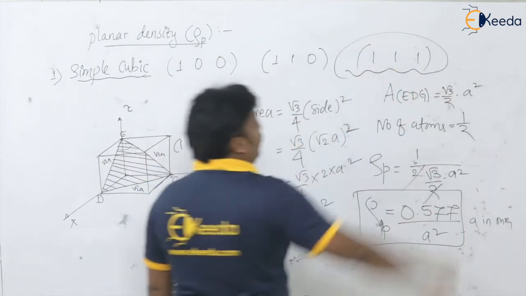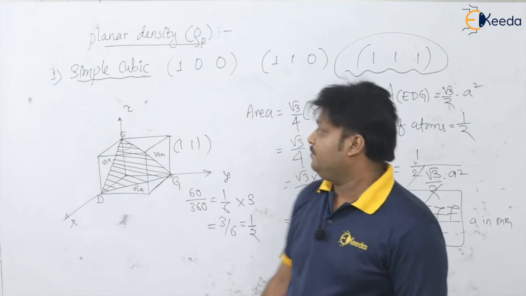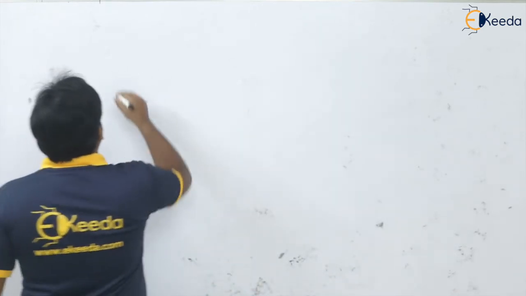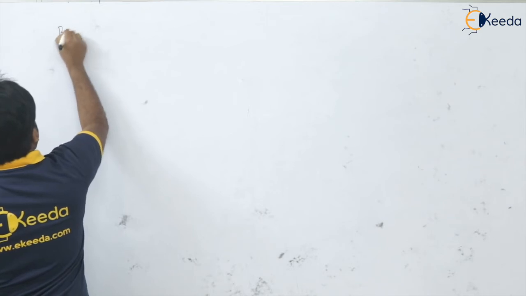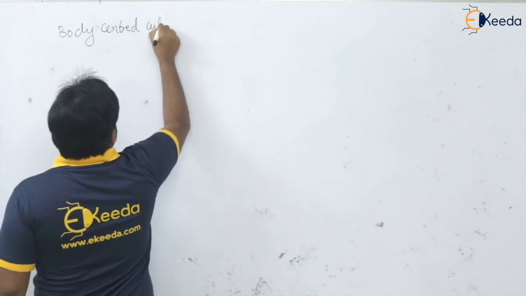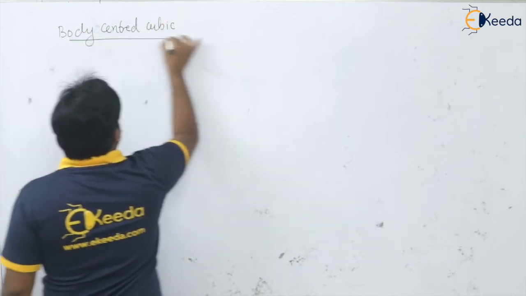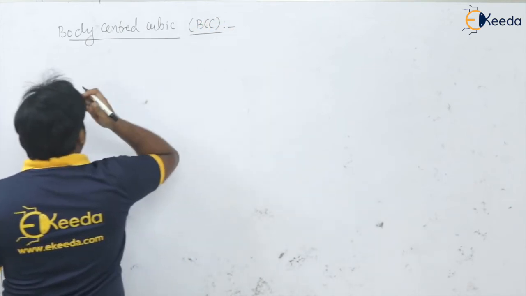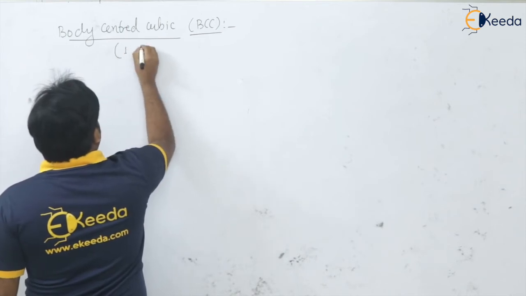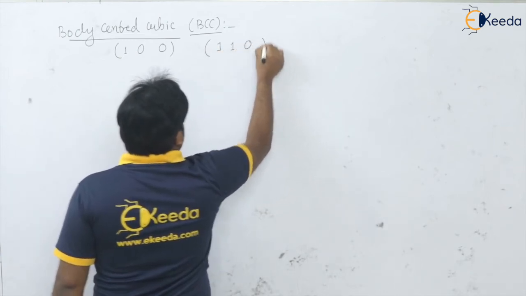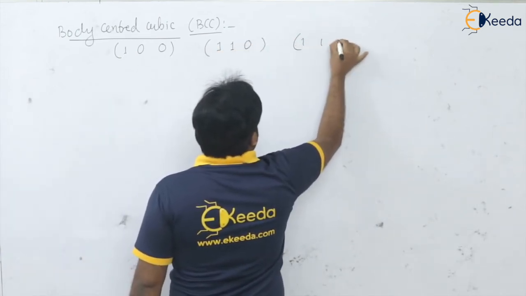for which plane? 111. Okay dear students, after seeing this planar density for the simple cubic, we will see this planar density for the body centered cubic structure. We will see it for the BCC. And which planes are we going to see? Plane 1, 0, 0, plane 1, 1, 0, and plane 1, 1, 1.